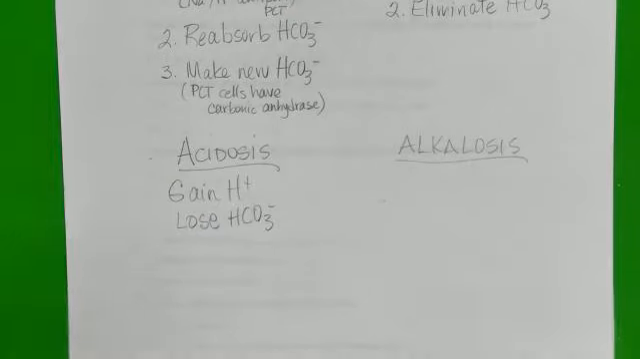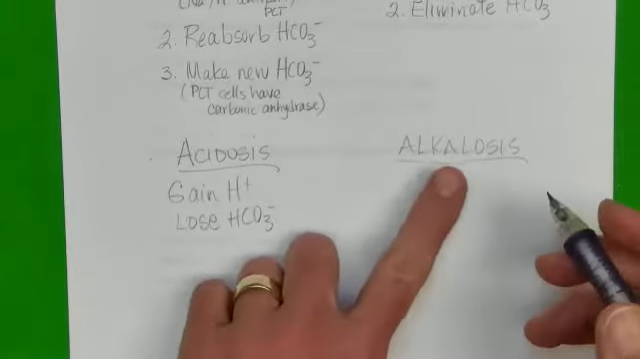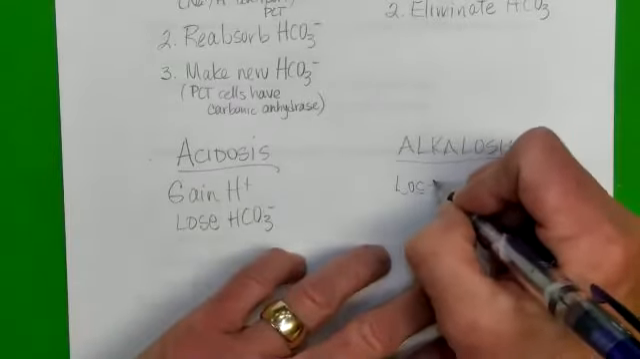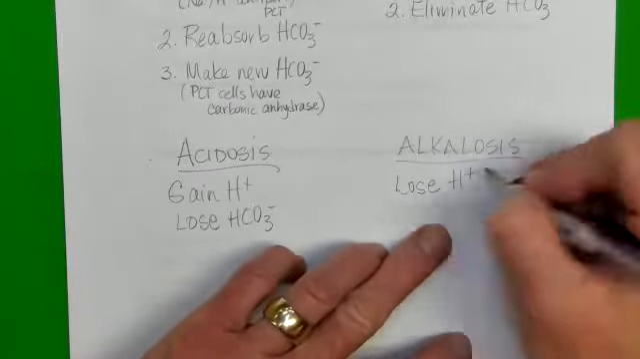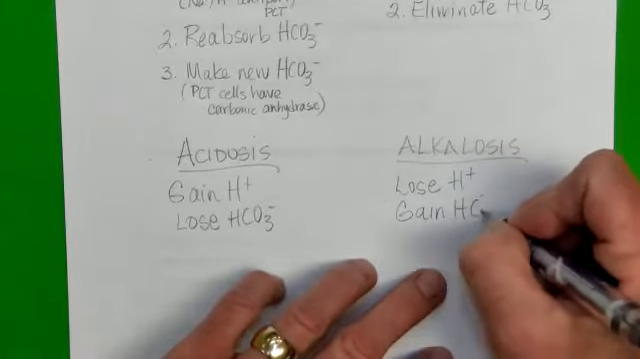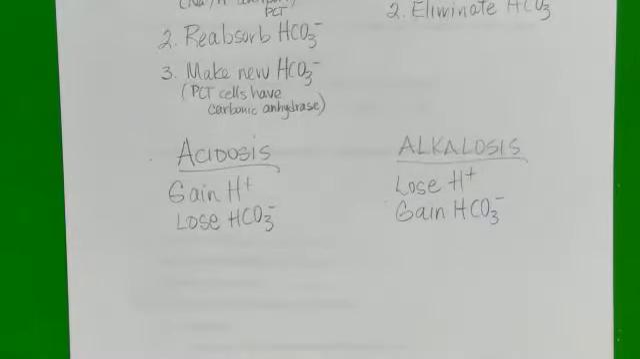in just a minute when we talk about ABGs. All right, then alkalosis, conversely, would be lose hydrogen ions or gain bicarbs. And again, they will have the exact same pH effect if you gain bicarbs or if you lose hydrogen ions.